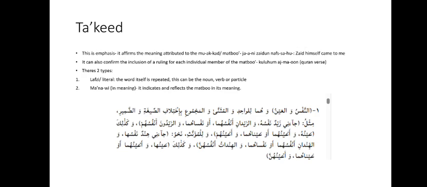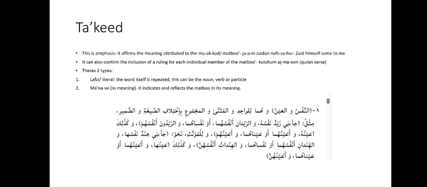The next type of tabi' we have is ta'kid, which just means emphasis. So emphasis is when a meaning is affirmed, or it affirms the meaning attributed to the mu'akkad, the matbu'. For example, ja'ani zaydun nafsuhu. I wrote nafsahu, but it should be nafsuhu there, because nafsuhu means self. So Zayd himself came to me, and nafsuhu will follow the case of Zaydun.